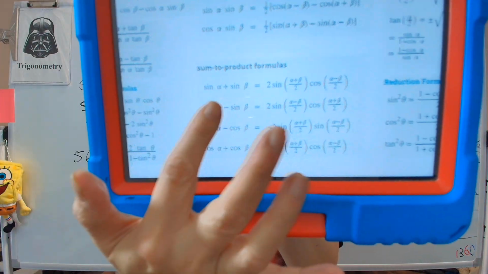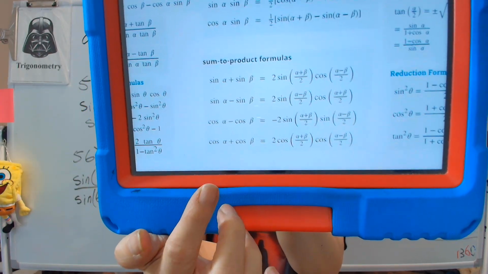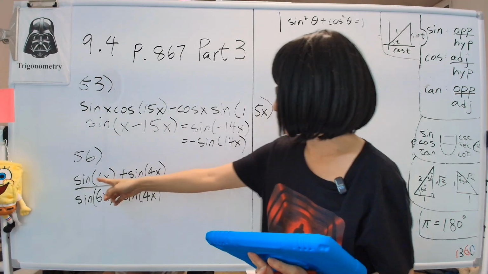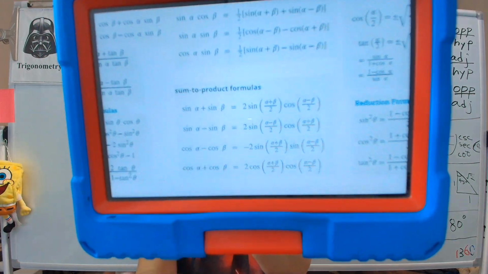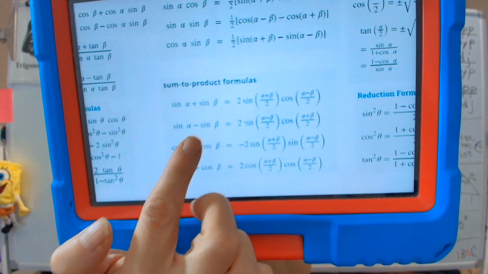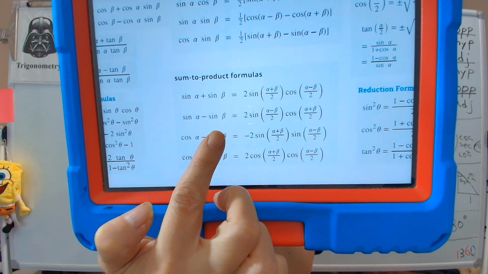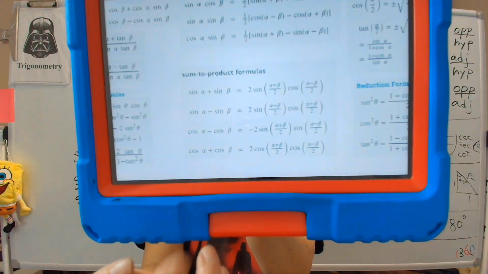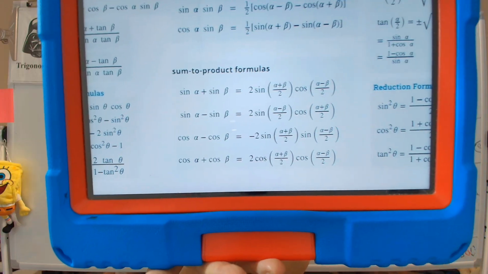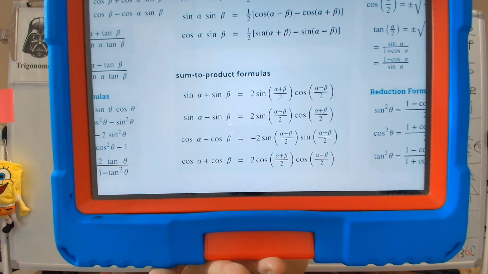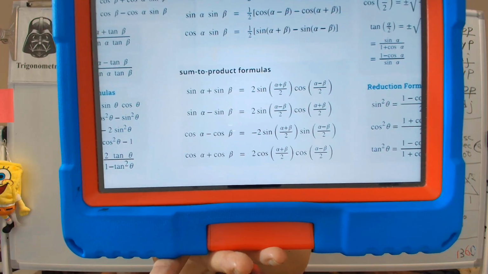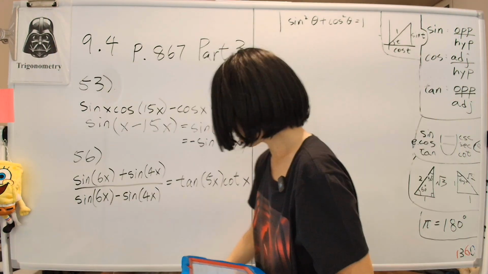Here's the pack of sum to product formulas. Which one should we use? This is sine plus sine and sine minus sine. So let's use the first and second ones. First, sine alpha plus sine beta equals 2 sine of the sum over 2 times cosine of the difference over 2. So let's do that to the first one.